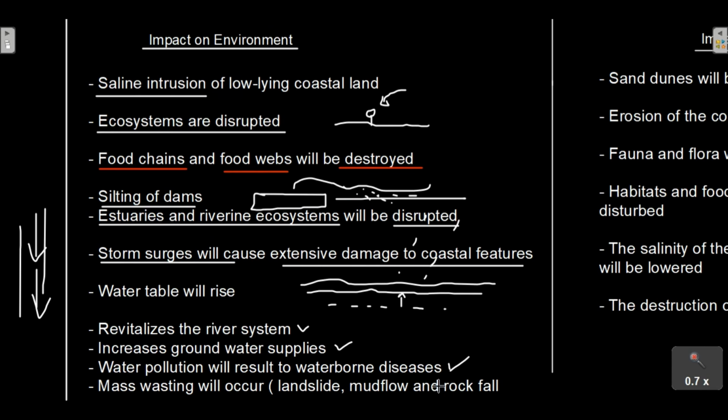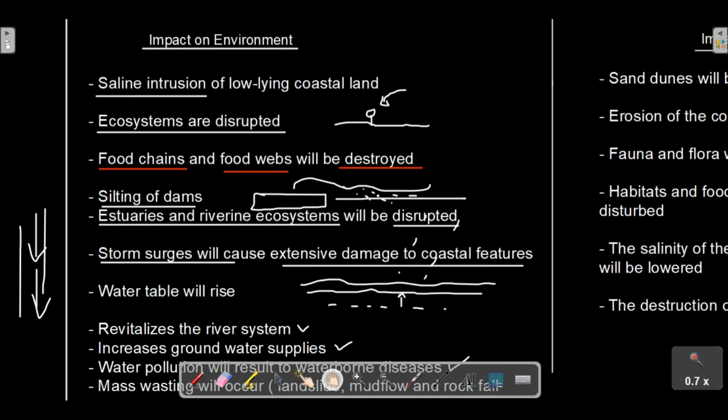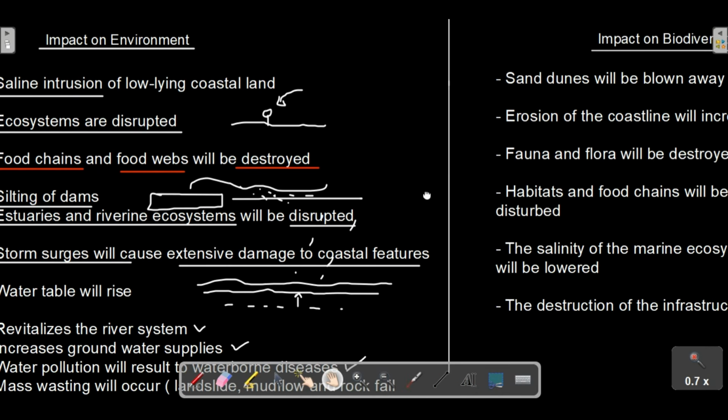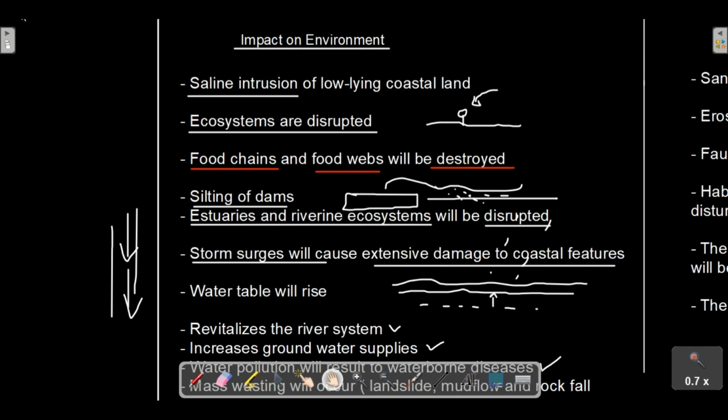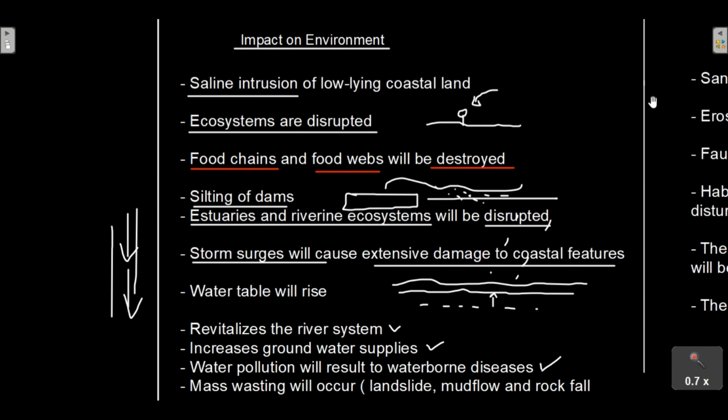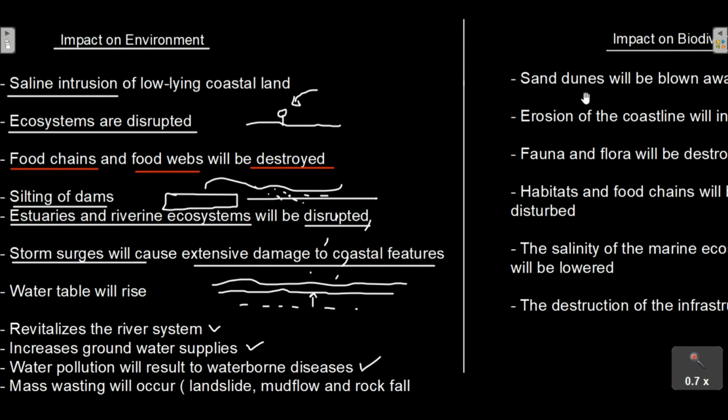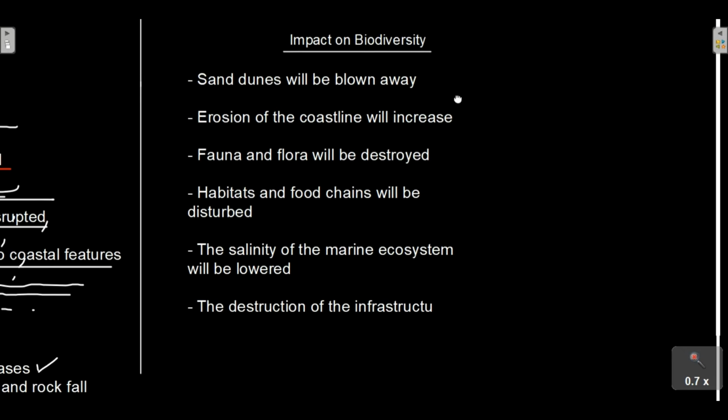Okay, people can get sick from that, from the water pollution, water contamination. There's also mass movement that will occur, so your landslides, your mud flows, your rock falls as well. So that's mass movement. Remember, these tropical cyclones are capable of unstabilizing these huge masses of land.